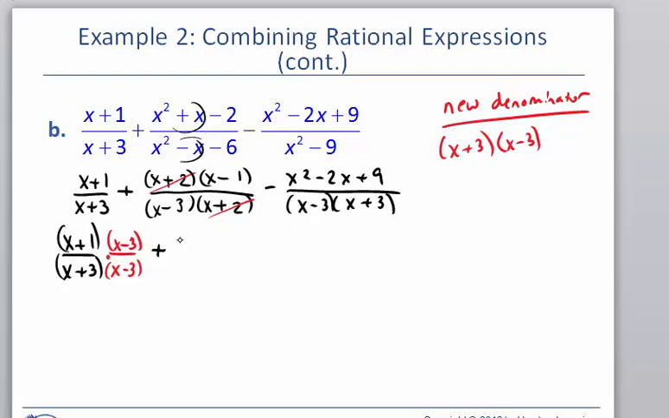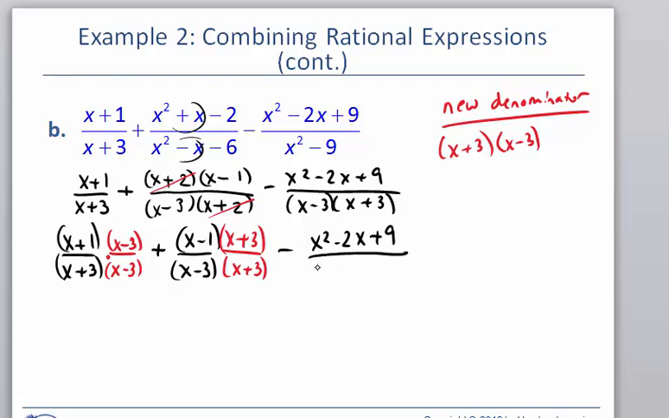Our second fraction, we have x minus 1 over x minus 3. So what else do we need for the bottom? We need an x plus 3. So we're going to multiply top and bottom by x plus 3. Our last one is fine the way it is. And so we're just going to rewrite it, x squared minus 2x plus 9 over x minus 3 times x plus 3.